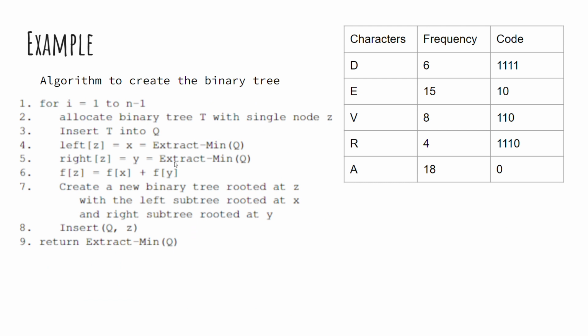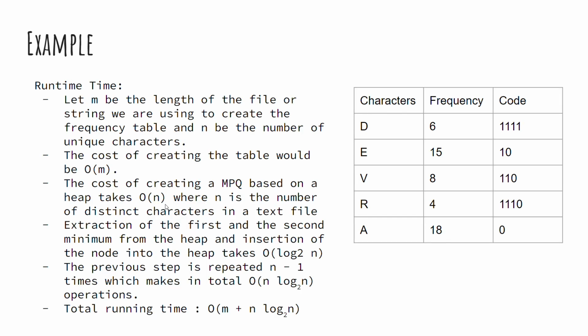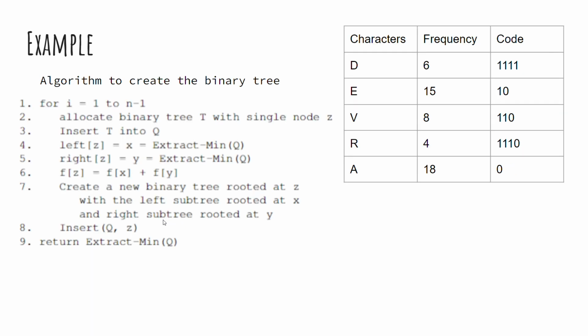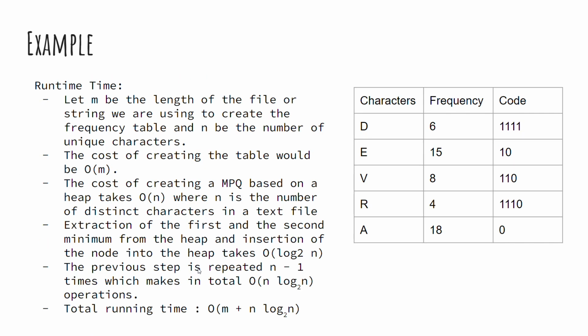This step is big O of n, where n is the number of distinct characters in the text file. Then the extraction of the first and the second minimum from the heap and insertion of the node into the heap takes log base 2 of n time. This step is repeated n minus 1 times because there's a for loop which runs n minus 1 times, and that's how we get a total of big O of n log n operations for this particular step of extraction and insertion of nodes.